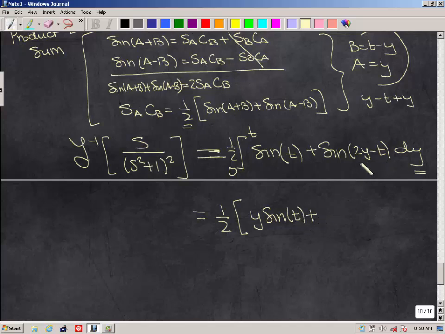plus, out here you'll have to do a u substitution for the inside, so you'll get 1/2 and the 2 in the denominator, so we'll go u is equal to 2y minus t. Remember, we are integrating with respect to y, t is a constant, so we'll end up with cosine of 2y minus t, and it'll be negative, evaluated from 0 to t. So all we did is a u substitution. You'll end up with 1/2 sine of u when you do a u substitution, and then the integral of sine of u is negative cosine of u, and then replace the u back.